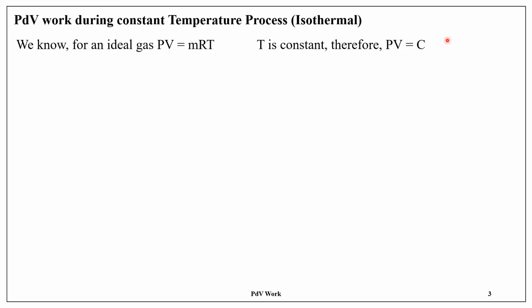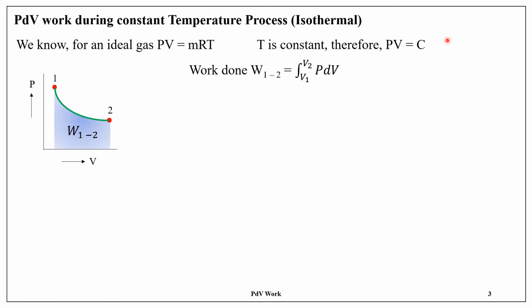Now in a PV diagram, consider a system is initially at state 1 and it undergoes an isothermal process and reaches state 2. So hyperbolic process. And the area under this curve in the PV diagram represents the work done. To find the expression for this work done, one need to consider the relation integral PdV between the limits V1 and V2.